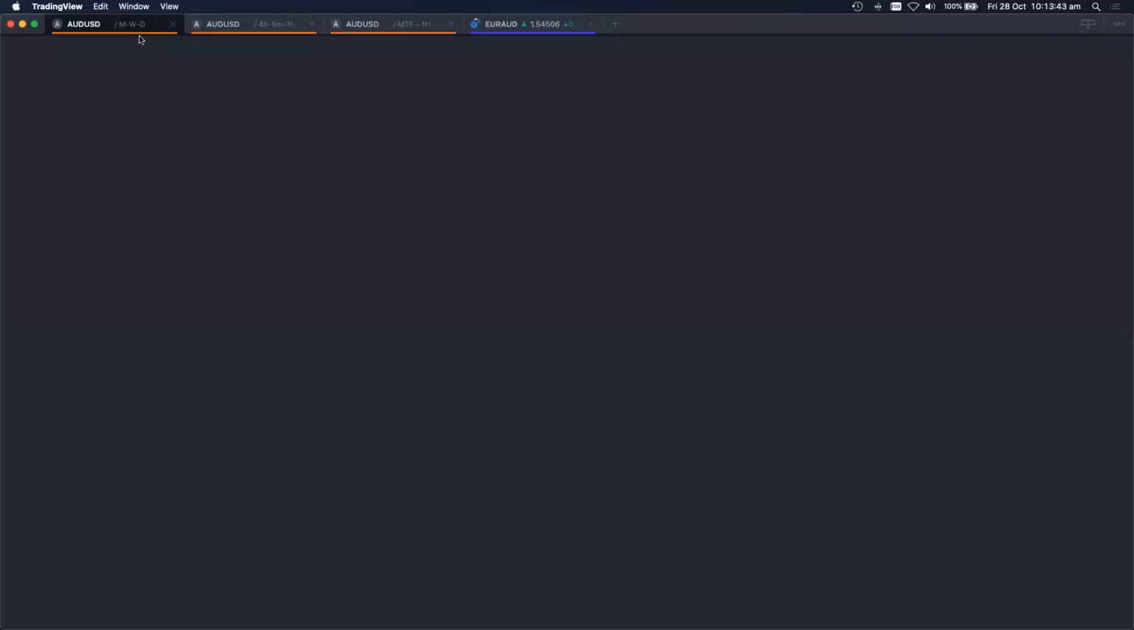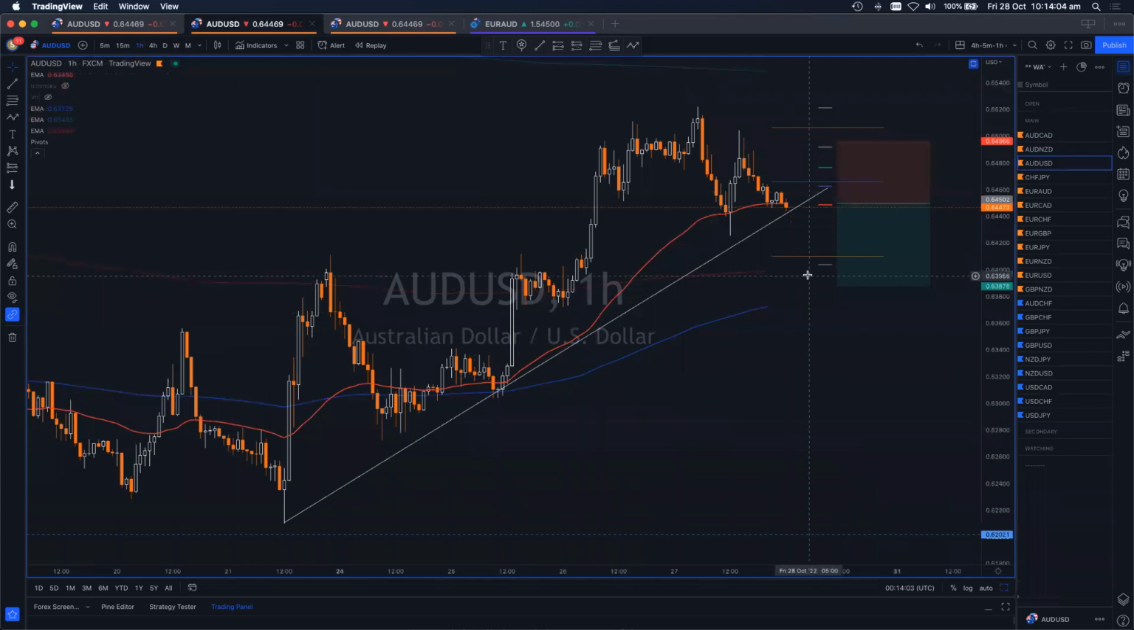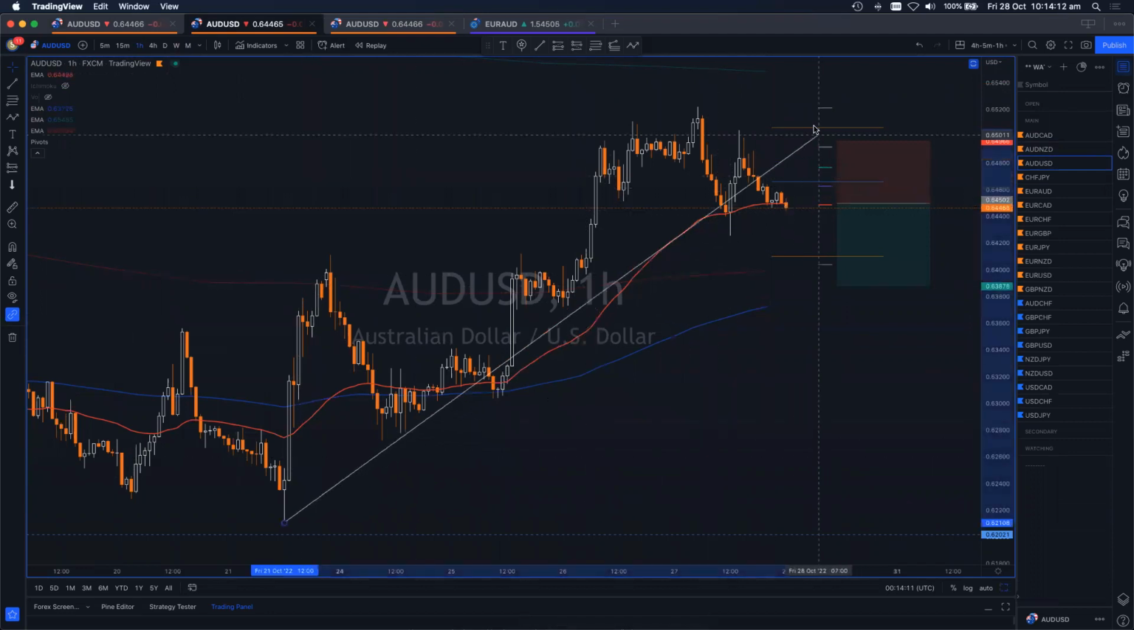There's a few Aussie ones which are worth considering. Aussie dollar, we rejected this on the daily, rejected this major level, which has bounced off quite a few times, and then we bounced off it again, very near to the daily 50s. That's a good rejection zone. And we had a bearish day yesterday, so we're looking like we're going short. What do we have on the 1 hour chart? We have some kind of trend line.